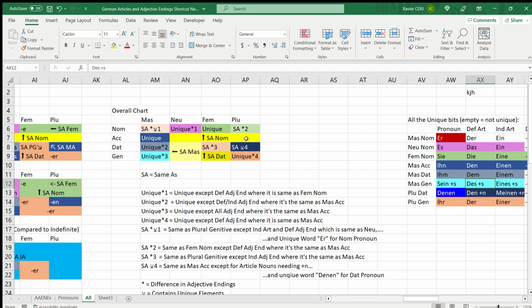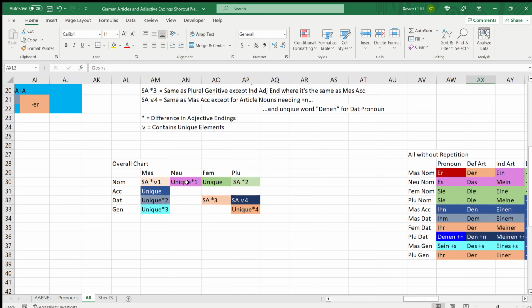Like I said, let's take a look at this chart right here. You ignore this, and you ignore this because these are all elements that you copied from somewhere else. All you need to remember and recognize are these exceptions or these unique elements right here. And mind you, quite a few of these are just copying other ones. This one right here, if you learn the exception for the plural nominative, which is that the indefinite adjective ending is the same as the masculine accusative, then all you need to do is memorize the feminine nominative and remember that exception, and boom, you already know the plural nominative.